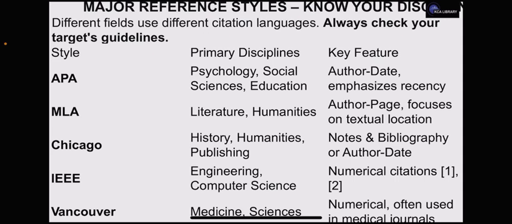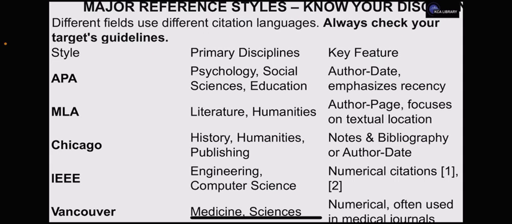Let's put it in a tabular form, where we have the style, the primary disciplines, and the key features. Let's take APA style for instance. APA is mainly used in psychology, social science, and education, including the arts and humanities. The key features have to do with author-date and emphasis on recency.